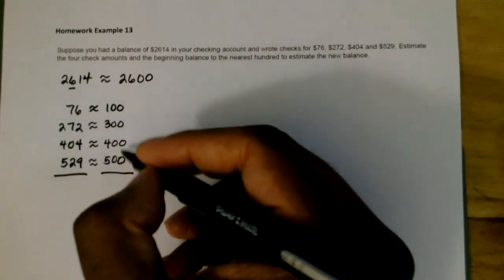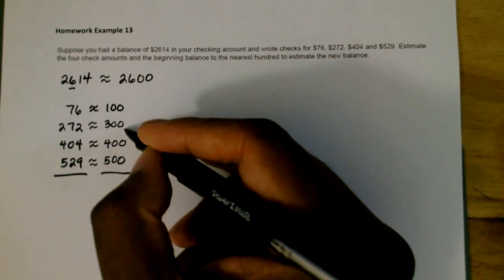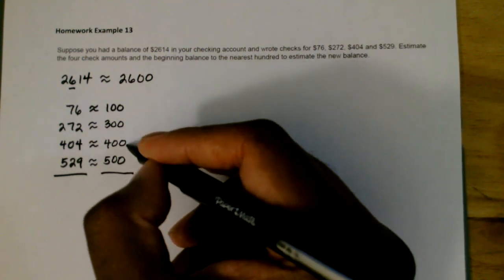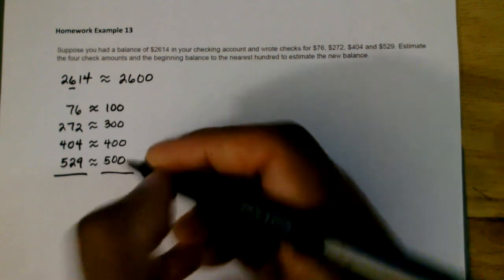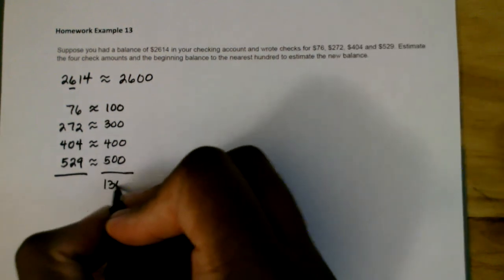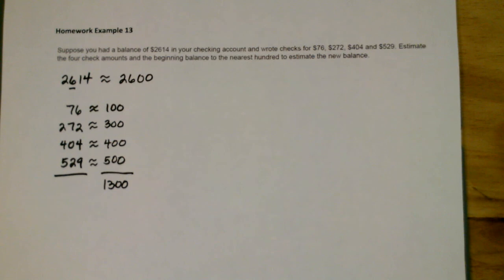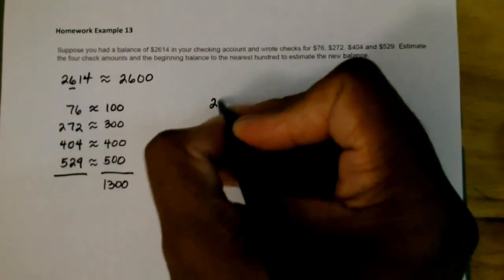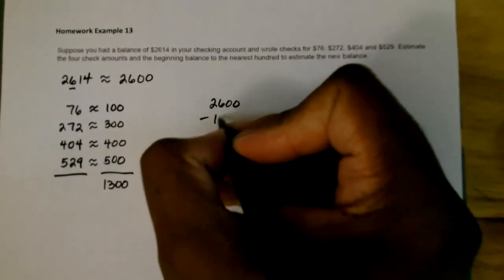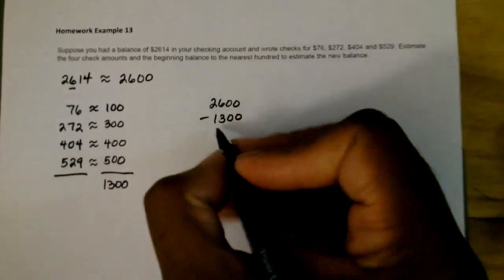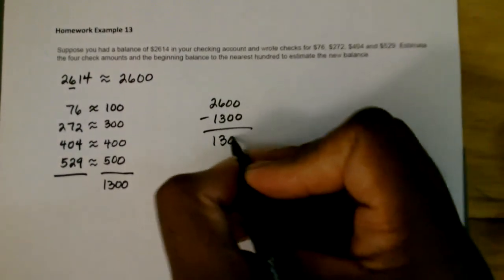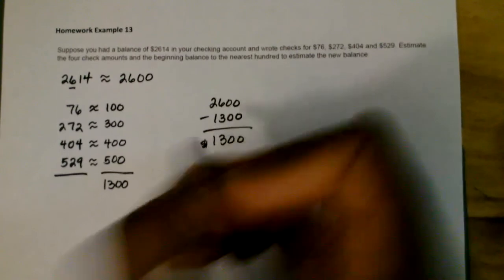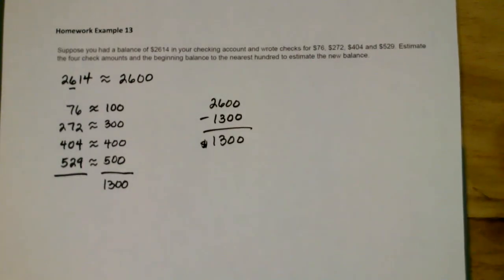Now we're going to add these estimates together. 100 and 300, that's 400, plus another 400 is 800, plus another 500 would be 1,300. So the sum of those four checks will be approximately 1,300. And now let's subtract 2,600 minus 1,300, and you'll end up with $1,300. So the new balance will be estimated at $1,300.